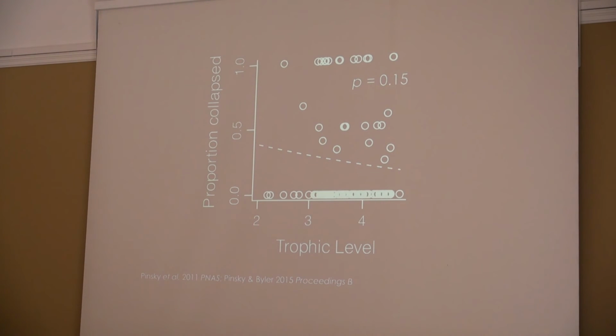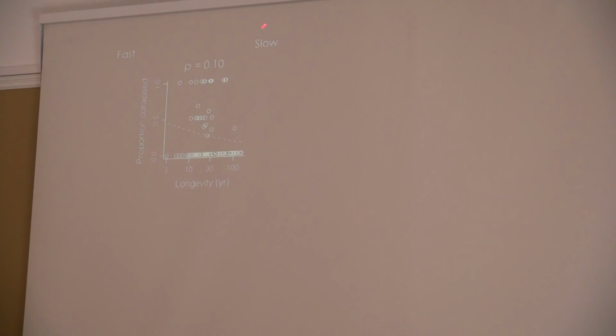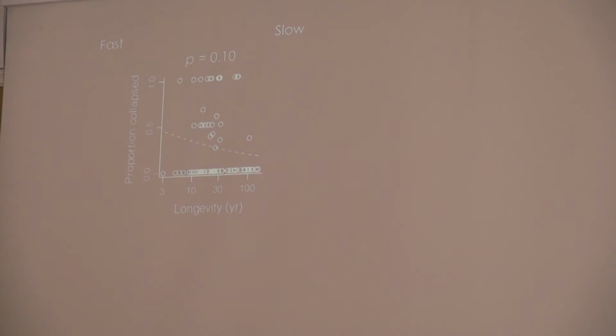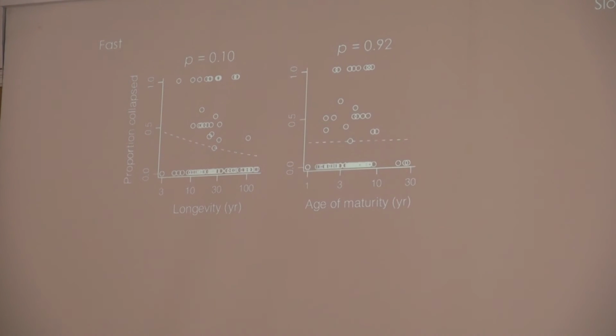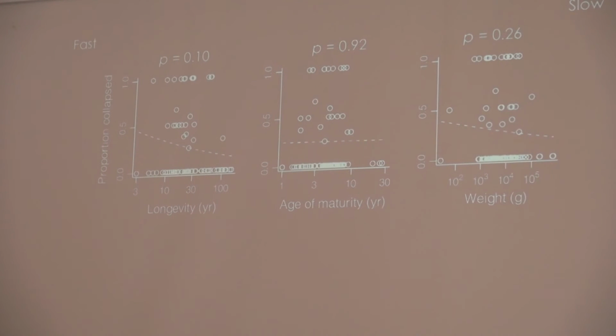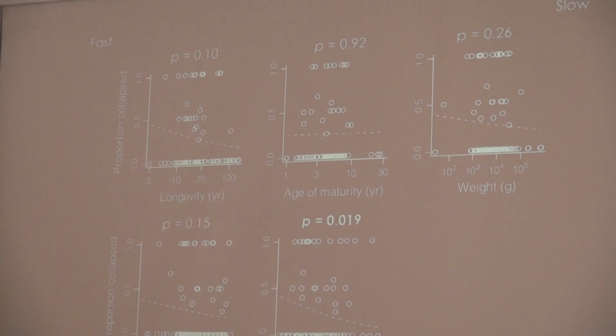So we can look at a bunch of other traits that we think might matter. Each of these is organized from the faster end of the life history on the left and the slower end on the right. We could look at how long they live: no significant relationship. What age they mature: no. How much they weigh: no. Where I showed you trophic level before, and then growth rate.